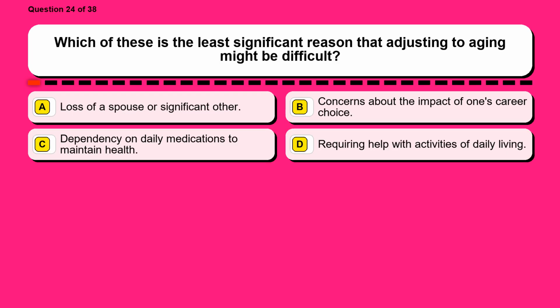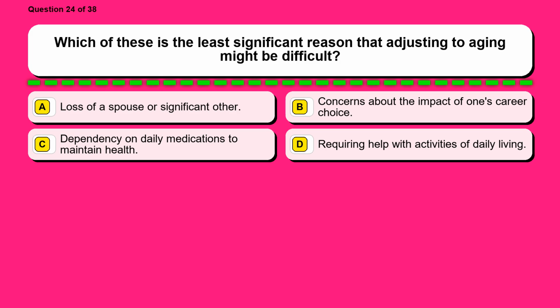Question 24. Which of these is the least significant reason that adjusting to aging might be difficult? Option A. Loss of a spouse or significant other. Option B. Concerns about the impact of one's career choice. Option C. Dependency on daily medications to maintain health. Option D. Requiring help with activities of daily living.